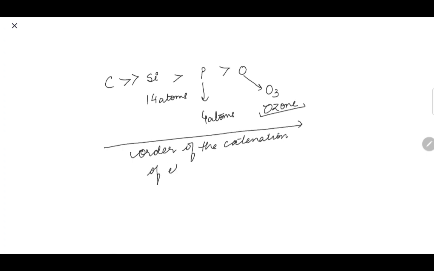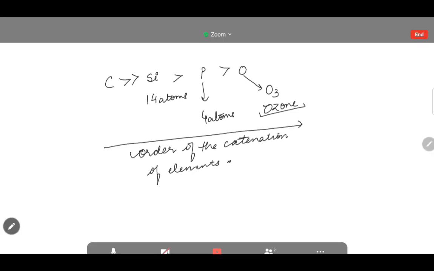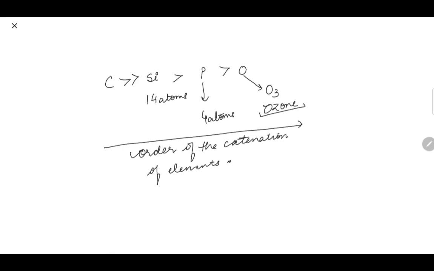Are you understanding? Okay, so this is the order of the catenation of the elements. Right? So that's the concept. So this is catenation. So that is why we talk about the organic compounds. Organic compounds are compounds which contain carbon.